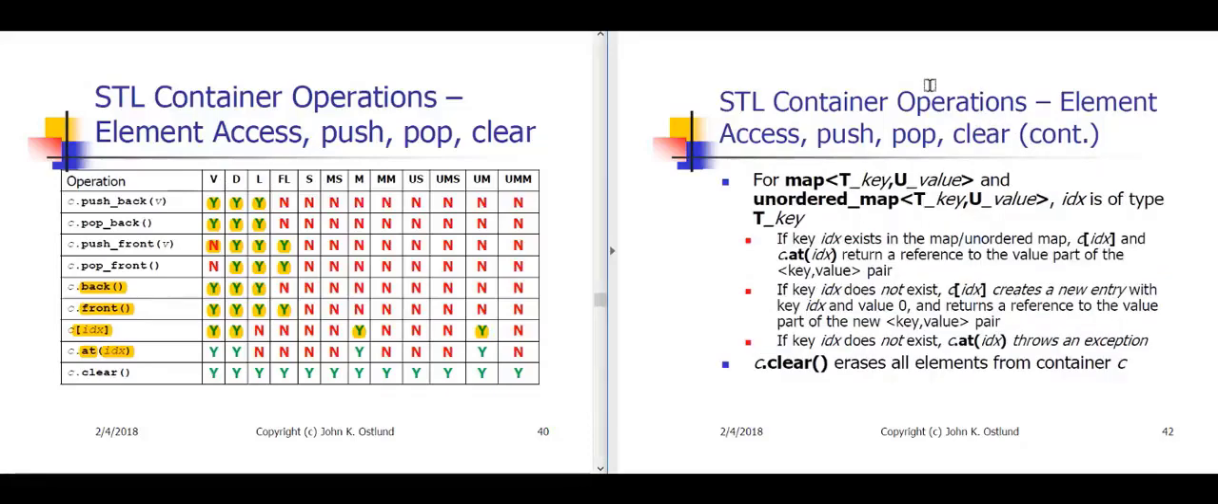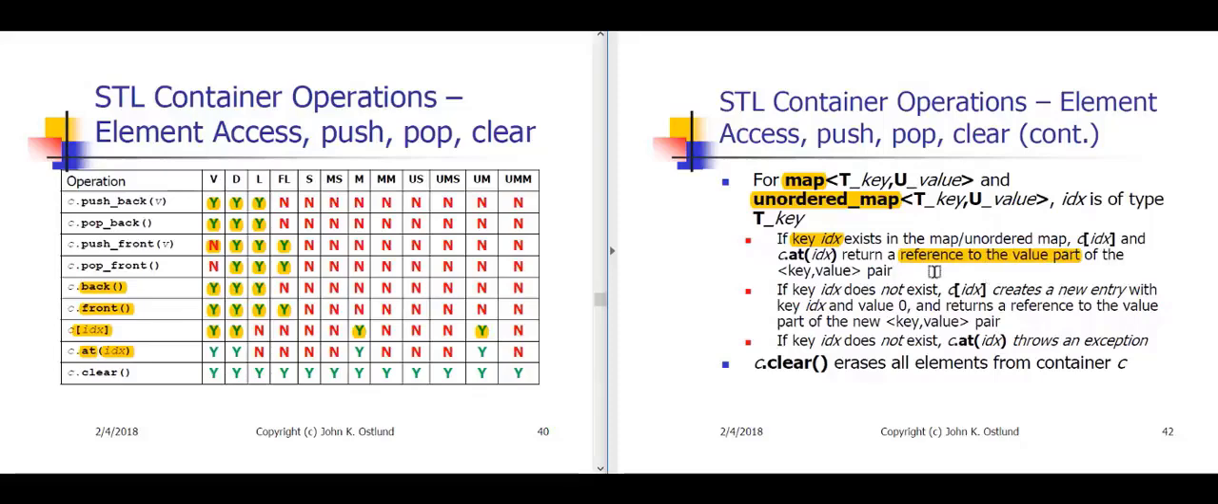Subscripting for maps, it turns out, is different from subscripting in vectors and deques. You can use subscripting in a map and also in an unordered map. The index that you specify, if you use either the square brackets or the at member function, is the key. And if a pair with that key is found, what you'll get back is a reference to just the value part of the key value pair.